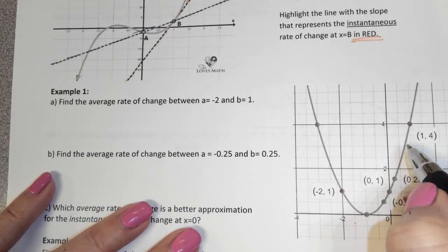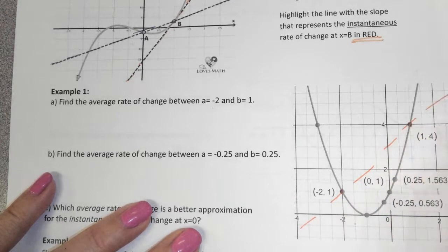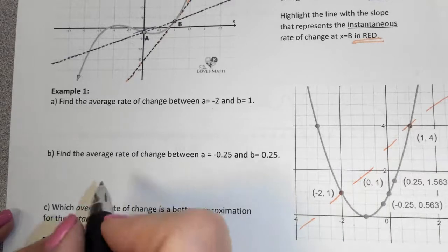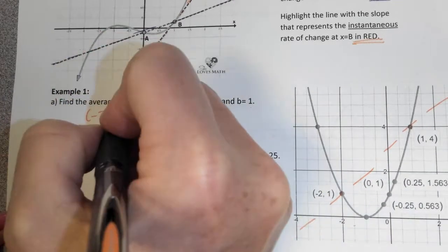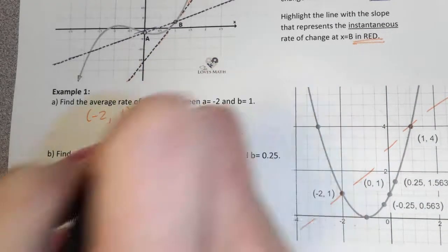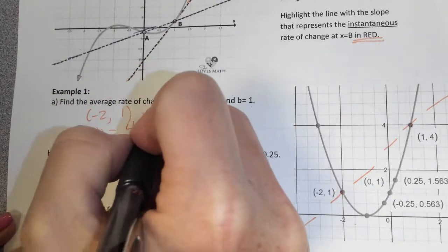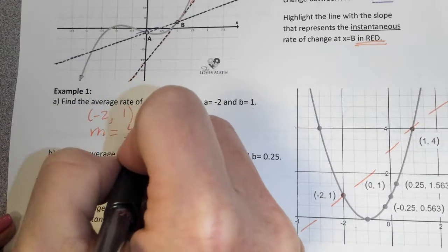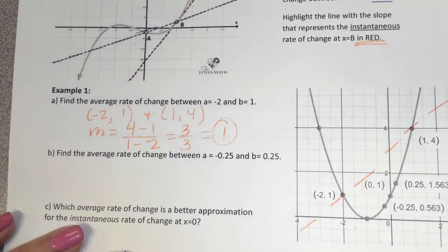Well, this is just slope. We're just trying to find what's the slope between those 2 points. So I just write those 2 points. -2, 1. And 1, 4. So to find the slope there, it's just going to be 4 minus 1 over 1 minus -2. That's going to be 3 over 3, and so that slope is 1.